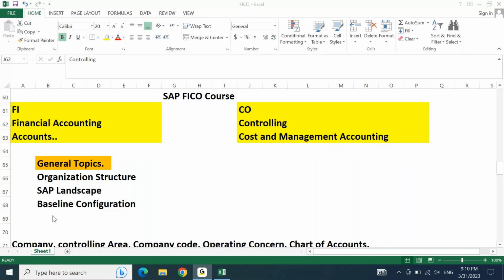In the tomorrow morning session, I will list out all these points. What areas will be there in FI, what areas will be there in CO, and what areas are standard and what areas are customized. If customized, what you have to know about it: the requirement, your logic, the functional spec. All these things we will cover in the tomorrow morning session.